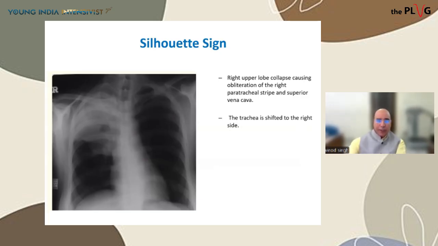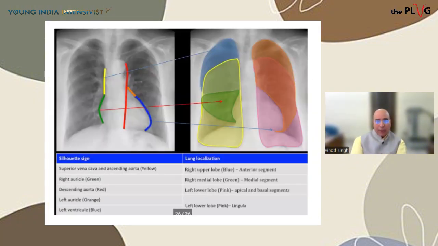Again, there are different areas of lung localization. You can see the right auricle, which is in yellow, the descending aorta, also the left auricle, and the left ventricle in blue. So if these structures are not visualized, they correspond to the lung. Like if the yellow structure is not visualized, it is the right upper lobe, the green one is the middle lobe, and you can also see the orange, the large lingular, and the lower lobe. So these things you can see only and only in the PA view. They are not visualized, and we cannot interpret them in the AP view.